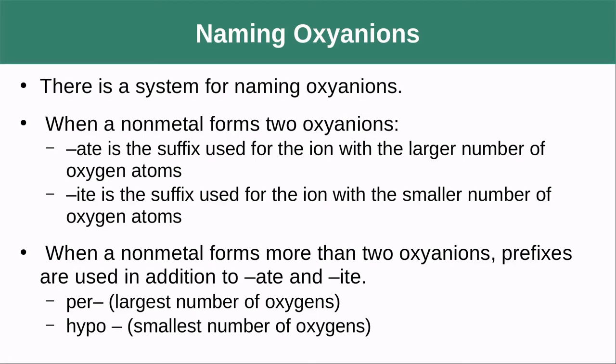So you're going to have "per-ate", "ate", "ite", and then "hypo-ite". An example of this would be perchlorate, then there's chlorate, then there's chlorite, then there's hypochlorite.